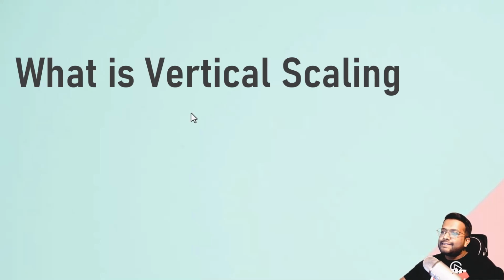So vertical scaling is a concept of system design where you want to scale your system so that you can accept more requests, more throughput, more users can use your machine without going into a failure or downtime. So let's understand what is vertical scaling.